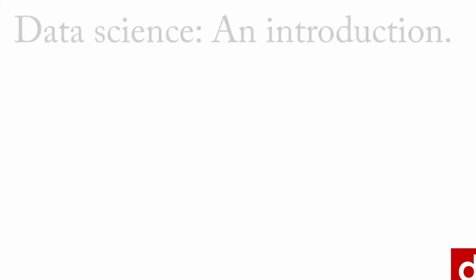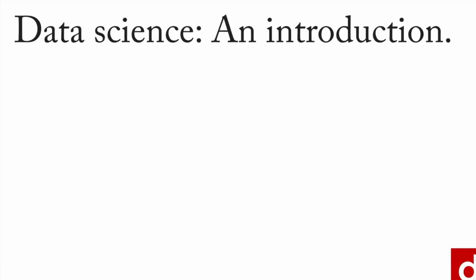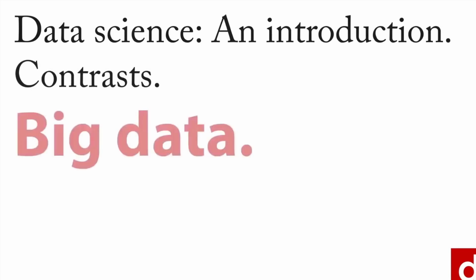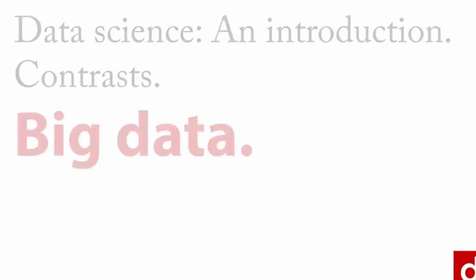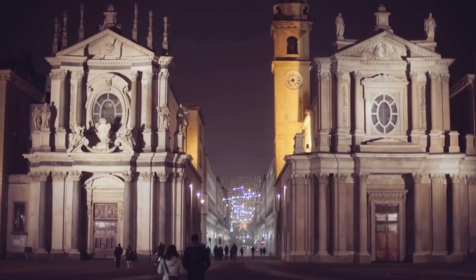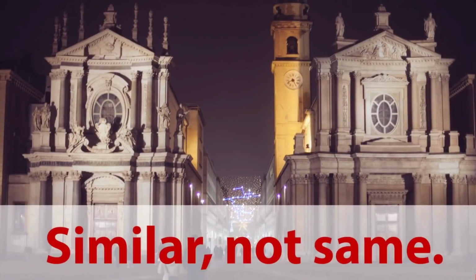In order to get a better understanding of data science, it can be helpful to look at contrasts between data science and other fields. Probably the most informative is with big data, because these 2 terms are actually often confused. It makes me think of situations where you have 2 things that are very similar, but not the same, like we have here in the Piazza San Carlo in Turin, Italy.